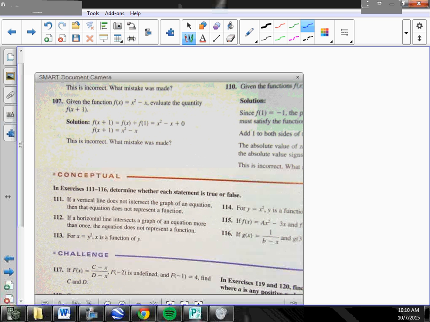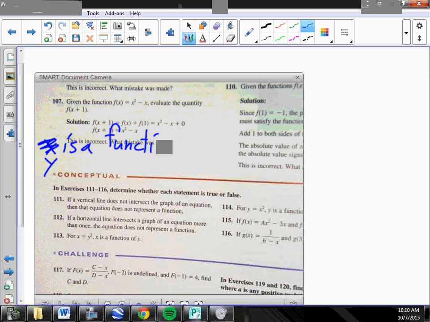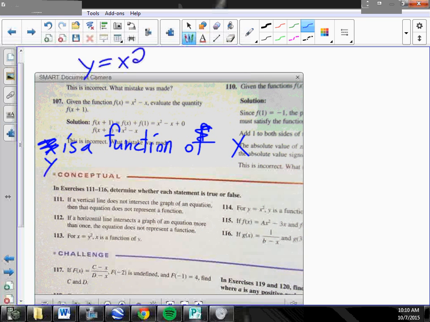If I just had that statement, is that a function? No, and when we say it's not a function, what we're saying is y is a function of x, which means with x as my domain and y as my range, it is a function. So y equals x squared says the function y is written in the variable x, and yes, it's a function.